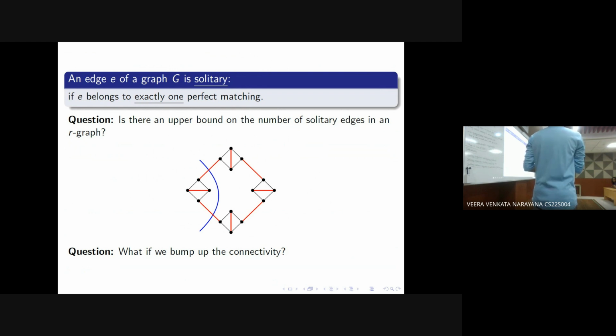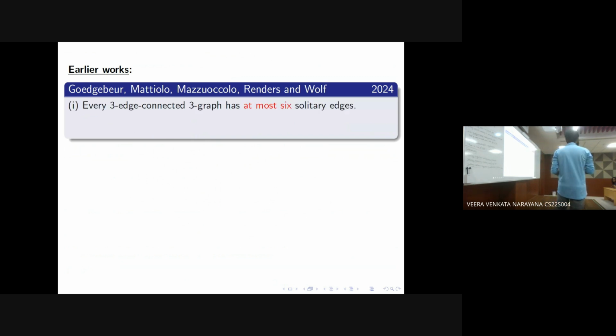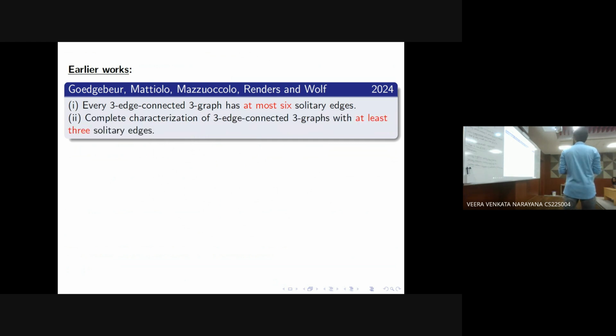It turns out there are some earlier works. Goedgebeur, Mattiolo, Mazzuoccolo, Renders, and Wolf proved that every 3-edge-connected 3-graph has at most 6 solitary edges. And they also gave a complete characterization of all 3-edge-connected 3-graphs with at least 3 solitary edges.